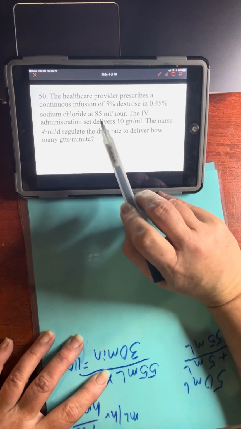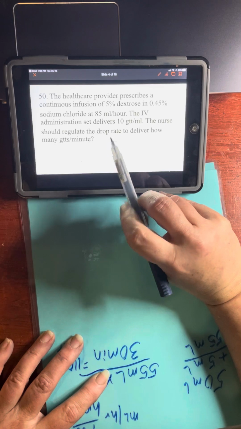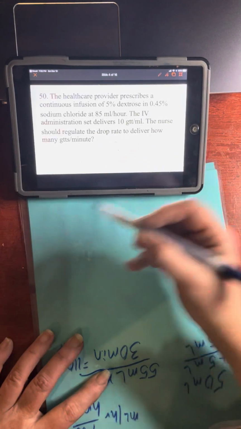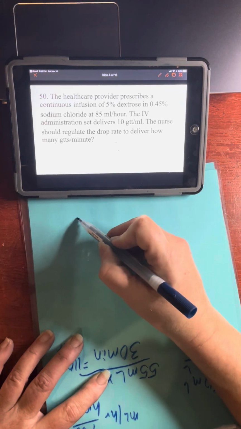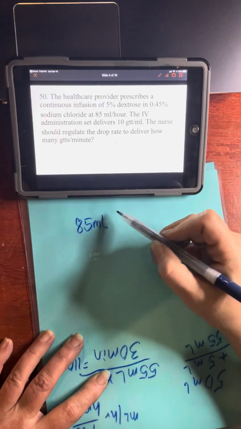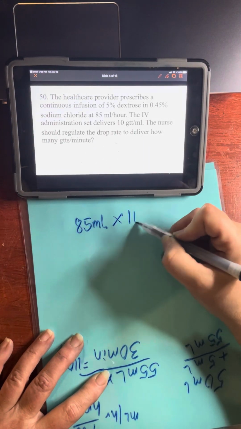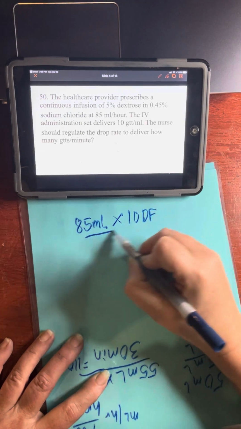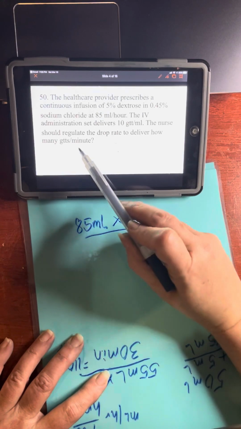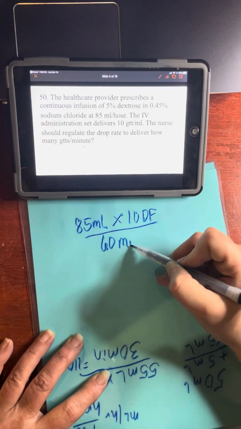So it's going at 85 milliliters an hour. So this is what we can use for our problem. The total volume would be 85 milliliters. And it's drop factor because they mentioned the tubing and told us it's a 10 drop factor. And it's going in over an hour. And for drops per minute, it's got to be in minutes, so it'll be 60 minutes.